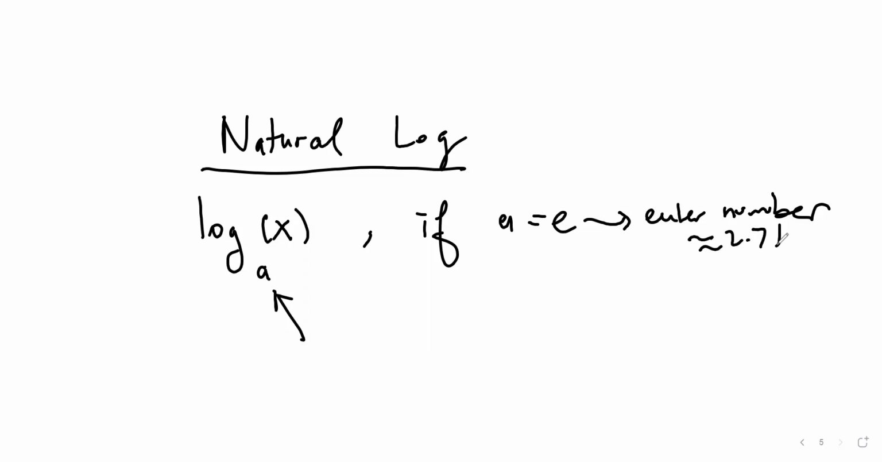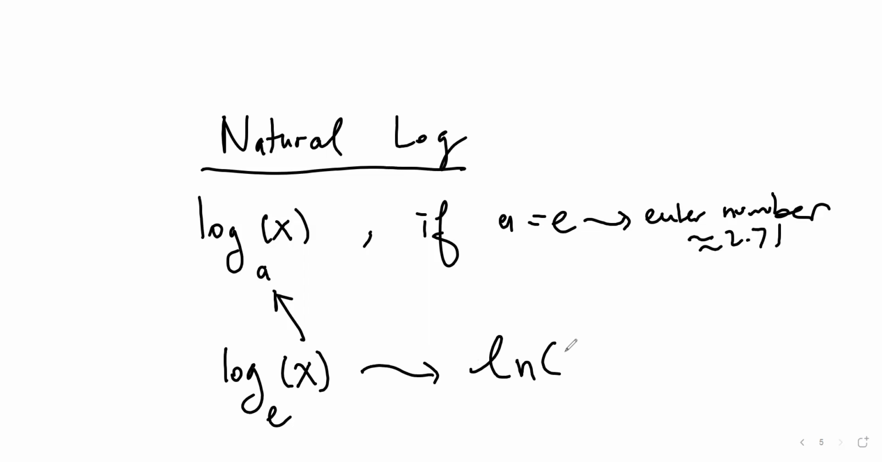So if I just use this specific base, then we'll have log base e, which we simply write as ln. Whenever the base is e, we don't write log base e of x, we just write ln of x.